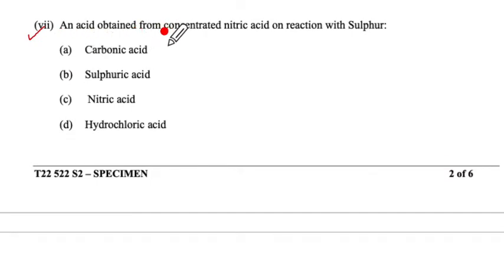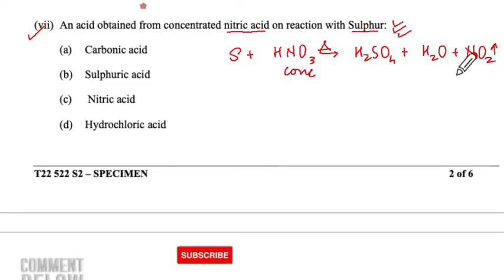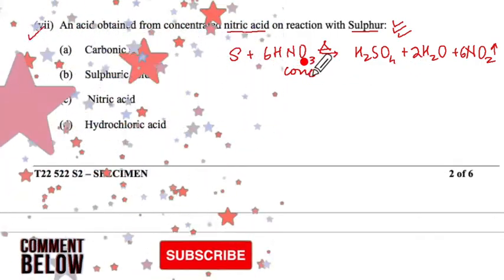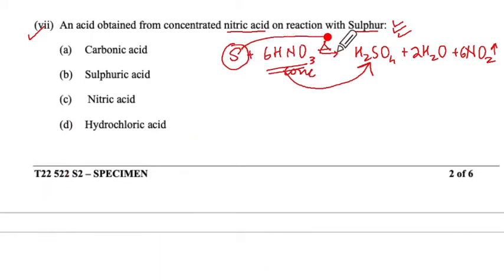Seventh subpart: an acid obtained from concentrated nitric acid on a reaction with sulfur. This reaction is very, very important. If we have sulfur plus HNO3, concentrated nitric acid, then on heating sulfur gets oxidized to H2SO4, plus H2O plus NO2 gas liberated. Which acid is nitric acid converting this sulfur into? That sulfur has become sulfuric acid. Where is sulfuric acid? Here.